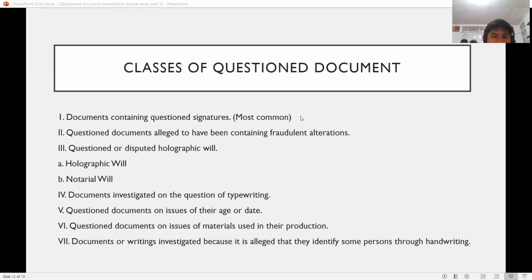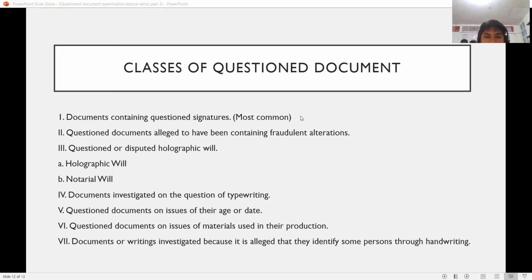And next we have questioned documents alleged to contain fraudulent alterations. It is a type of questioned document which contains changes in the original content of the document itself and has a variety of classes. Erasures, okay? Fraudulent alterations include erasures, either mechanical or chemical. Interlineations, an added paragraph or inserted words, okay? In the pages, that's insertion, and etc. Okay, that's fraudulent alterations. Next, we have questioned or disputed holographic wills.